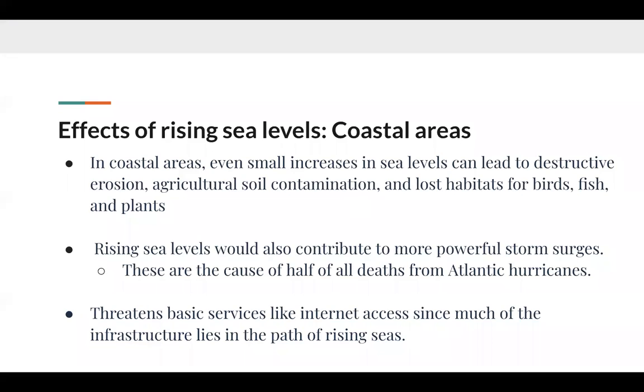And then rising sea levels also threaten basic services such as internet access, because much of the infrastructure lies in the path of rising seas. So if you guys have been to the beach before, you or your parents probably have been able to get service. They're probably on their phones or something, and that's because there are telephone towers near the beach. But if there was a flood and the flood was able to reach the telephone towers and impact the electrical circuit, it could possibly lead to power outages, and that could be a major problem if someone is in a storm and they need help, but they can't contact anyone because there's no internet access. So that could be terrible.